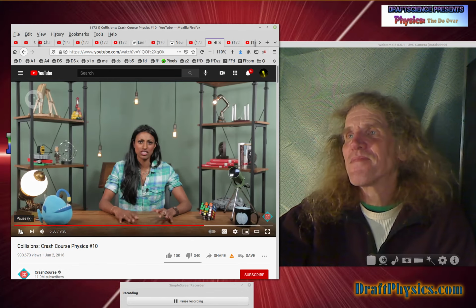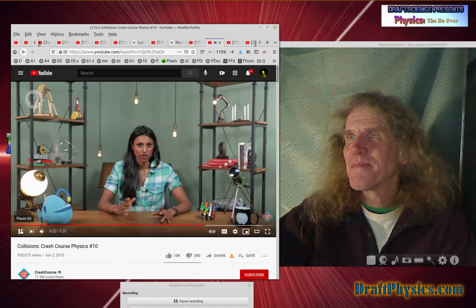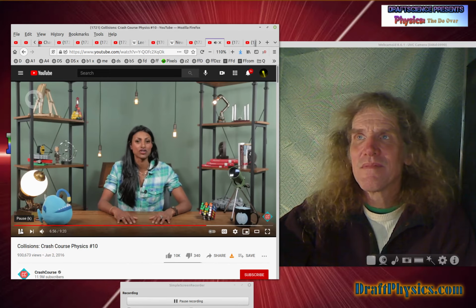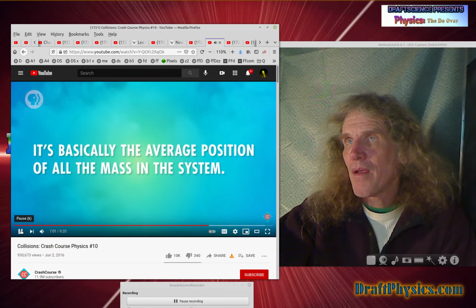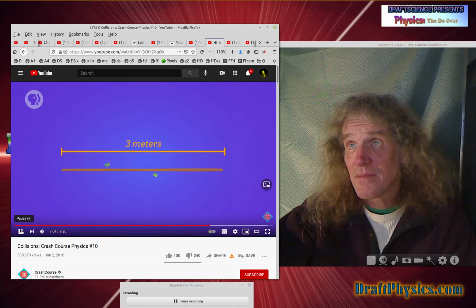No. To describe what the center of mass is doing. When you throw a hammer, for example, it's going to rotate around its center of mass. So what is center of mass? It's basically the average position of all the mass in the system. Say you have a 3 meter long stick, which we'll pretend is mass.